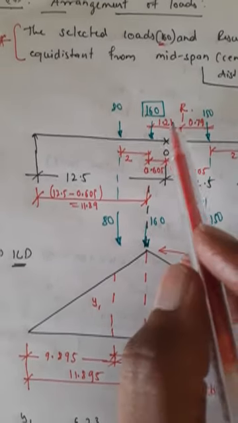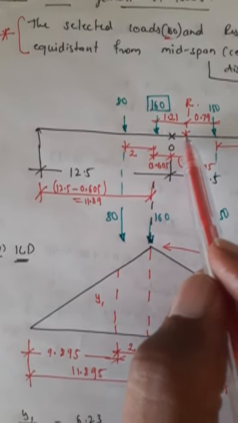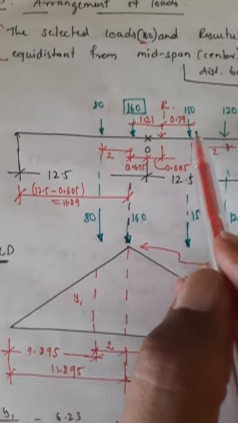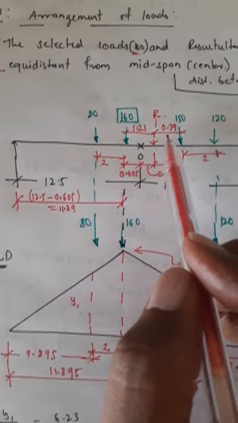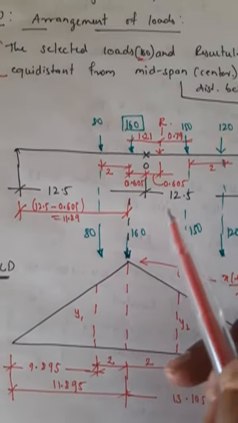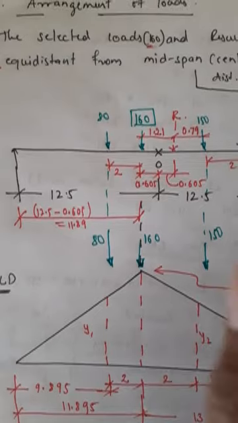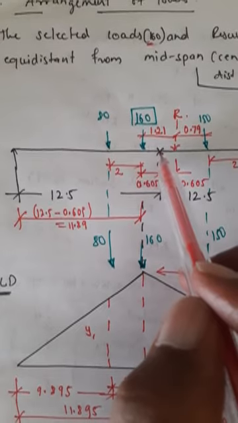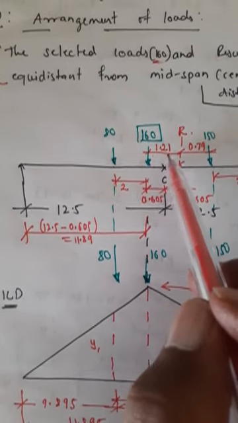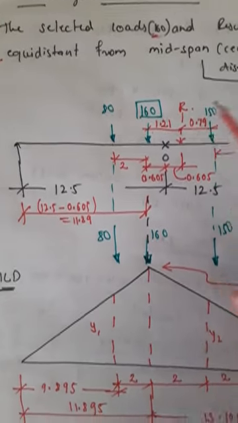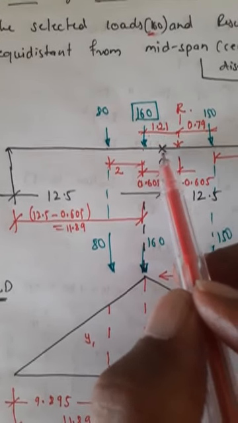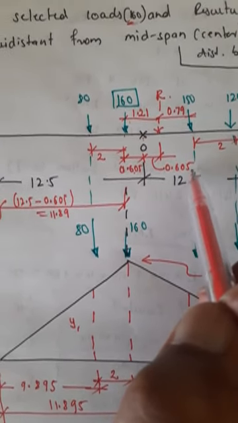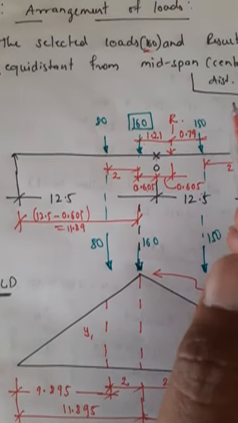Similarly, calculate the distance between R and 150. So already I know from here till resultant R is 3.21, and from 80 to 150 is 4. 4 minus 3.21, 0.79. Now I have to place this loading system in such a way that 160 kilonewtons and resultant R are at same distance from center. So 1.21 divided by 2, 0.605. So distance between 160 and center is 0.605. Distance between center and resultant R is 0.605. This is the arrangement of loads.